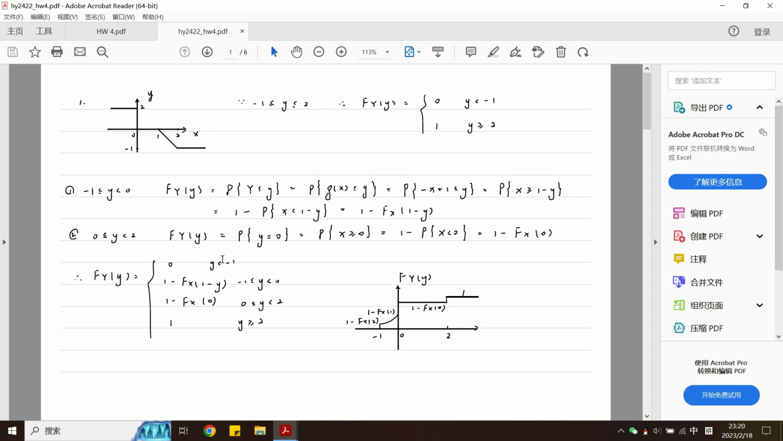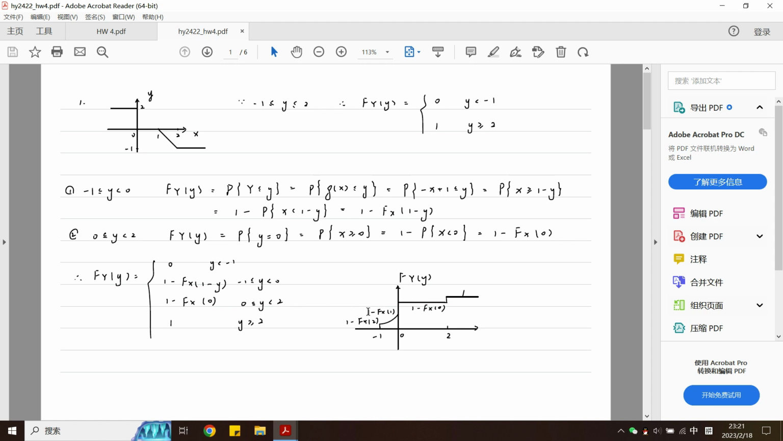Big Fy, when y is smaller than negative 1, it will be 0. And when y ranges from negative 1 to 0, it will be 1 minus big Fx(1 minus y). And when y ranges from 0 to 2, it will be 1 minus big Fx(0), and when y is equal or larger than 2, it will be 1.